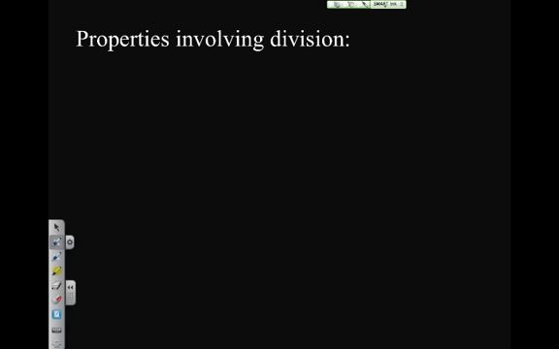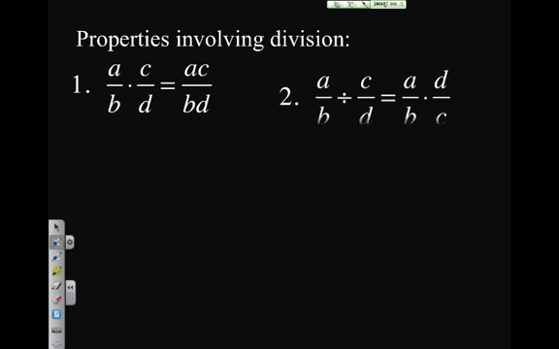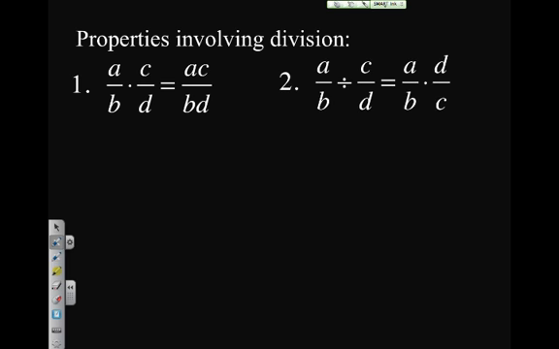Some properties for division. These are actually divisions, fractions. So A divided by B times C divided by D, you just multiply straight across. AC over BD. Next, when we're actually dividing fractions, if you remember, instead of dividing, we multiply by the reciprocal. So you can see, instead of C over D, we multiply by D over C. And then we just go back and use the rule from number 1.